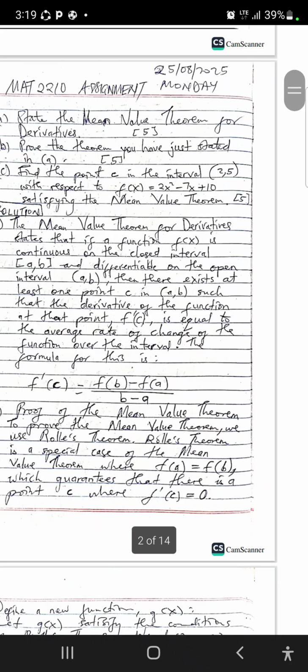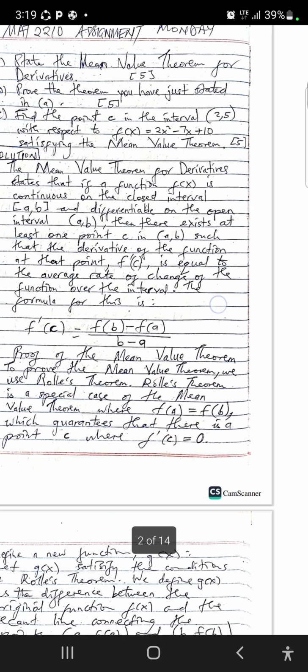So what are you considering? You are considering the function 2x squared minus 7x plus 10. What are you looking for? Mean value theorem. So we are using the mean value theorem. What does the mean value theorem say?